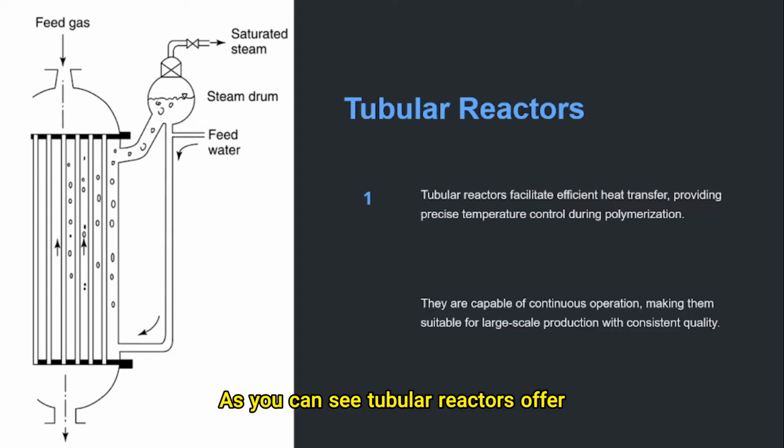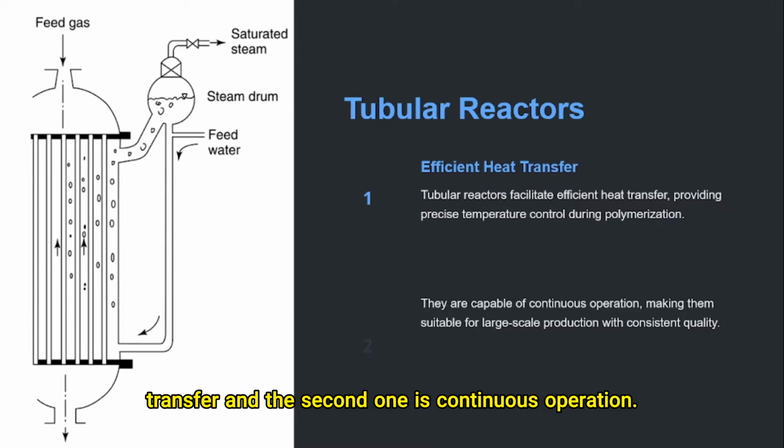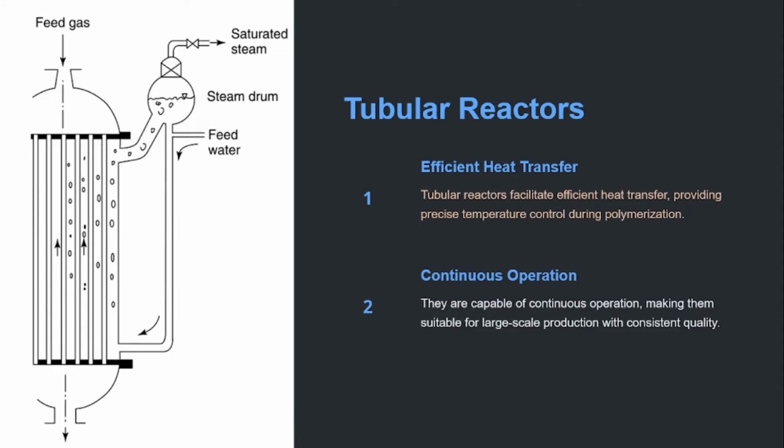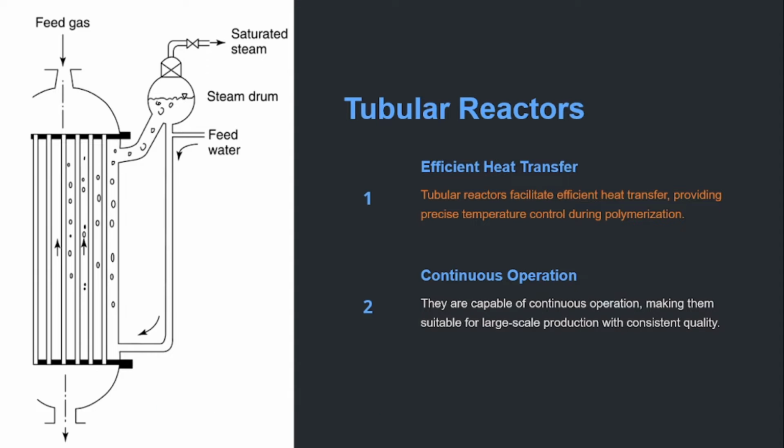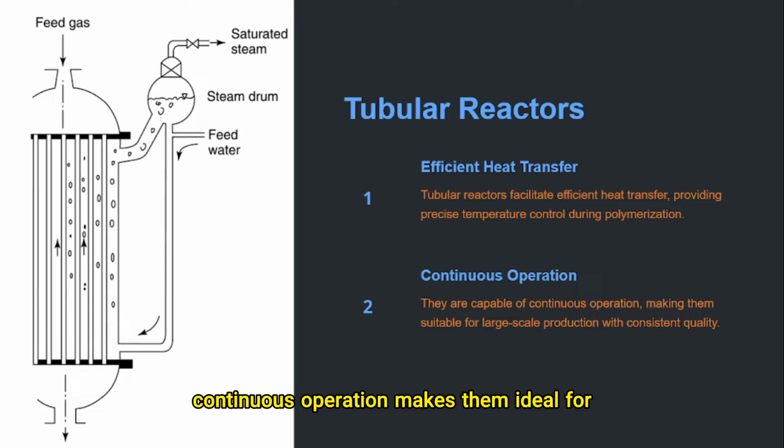As you can see, tubular reactors offer several advantages, including efficient heat transfer, and the second one is continuous operation. Efficient heat transfer is facilitated by the use of these reactors, and they also provide precise temperature control during polymerization. Additionally, their capability of continuous operation makes them ideal for large-scale production with consistent quality.